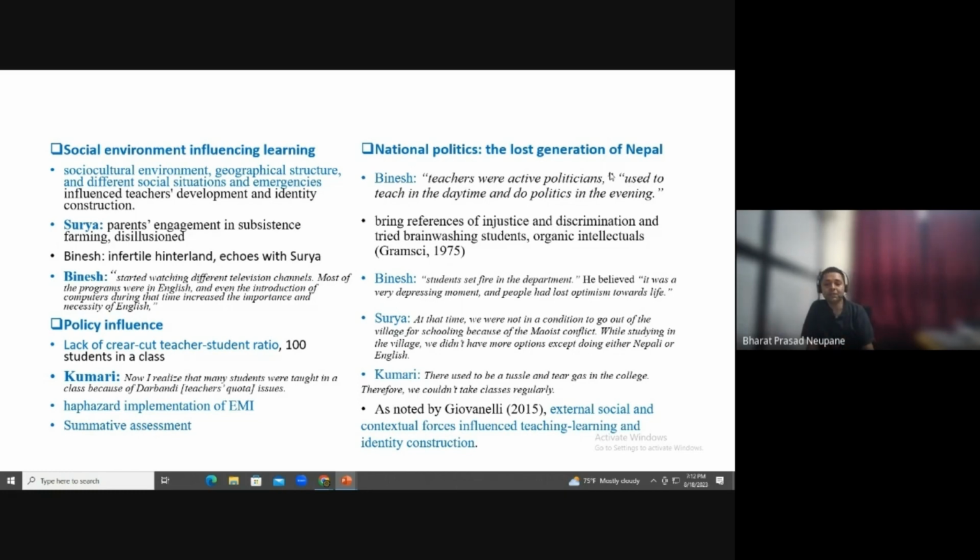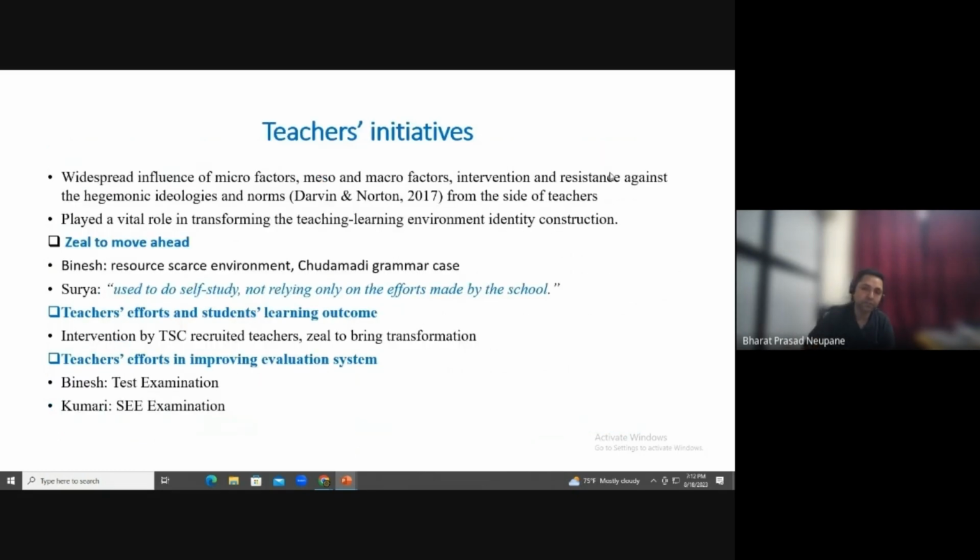If he had the opportunity to come out of that village and join good colleges, probably he would have developed the knowledge, skill, and attitude required to become a teacher, right? He probably could have been a better teacher. But these politics do have a heavy influence. And even Kumari noted that during her college education, there used to be tussles and tear gas in the college. Therefore, we could not take classes regularly, and that adversely impacted Kumari's learning. So, as noted by Gavionali, external social and contextual forces influence the teaching, learning, and identity construction of these teachers.